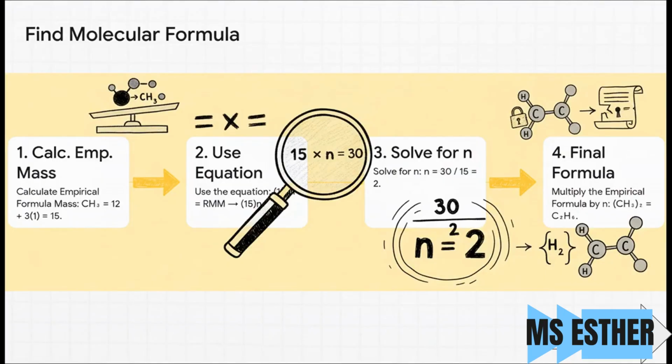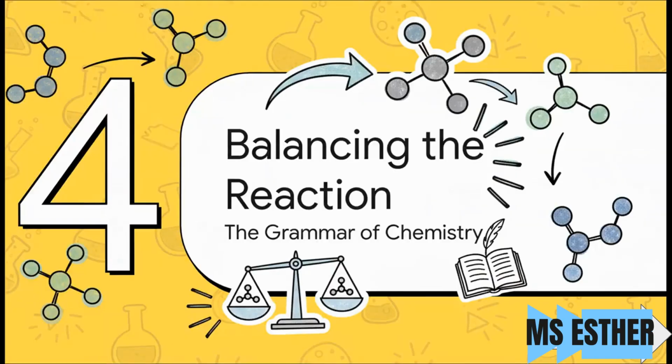Okay? Now remember, the problem told us the real RMM is 30. So, using our magic equation, 15 times some number n equals 30. Well, that means n has to be 2. So we just multiply our empirical formula by 2, and we get our final answer, C2H6. That's ethane. We did it. We cracked the code. Awesome.